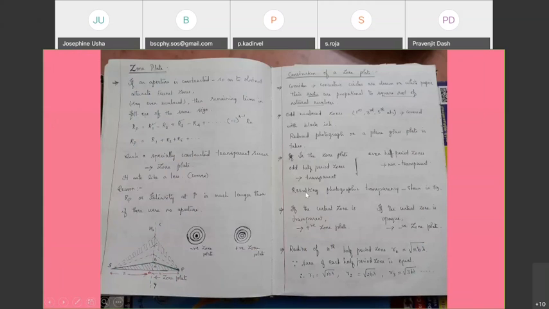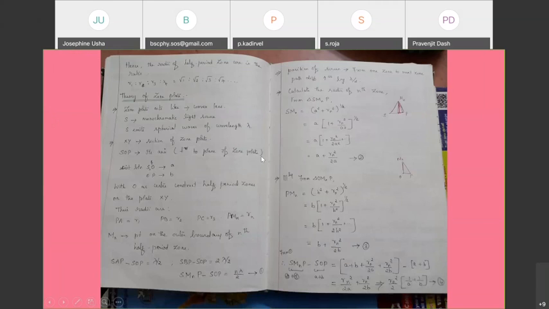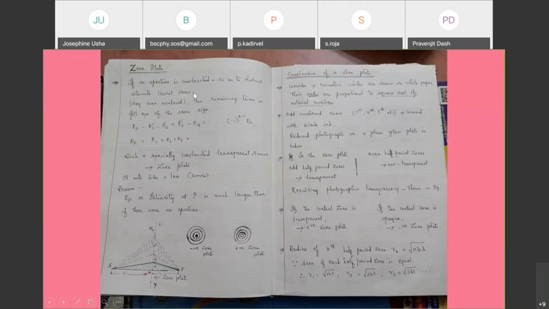So next thing is about the zone plate. This is another important topic in diffraction. In the zone plate, we are going to see the construction and theory of the zone plate. So what is called a zone plate? Look at here. If an aperture is constructed so as to obstruct alternate Fresnel zones, alternate zones can be either odd or even. Here I'm considering even numbered zones, so I block the even numbered half period zones 2, 4, 6. I'm constructing the aperture like that.